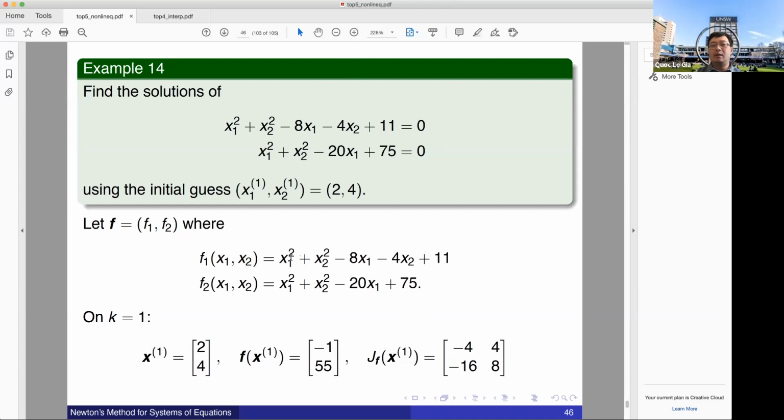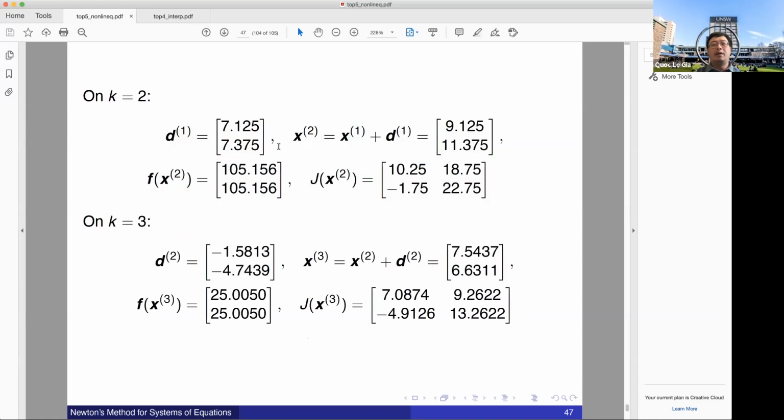Okay, so this one is the case when you have only two variables. F1 is given like this, F2 is given like this. Then the initial guess is 2, 4. Then you compute the Jacobian. And then for the next iteration, you get x2 to be like this. You compute the Jacobian at x2. Then x3, you compute the Jacobian at x3, and so on.